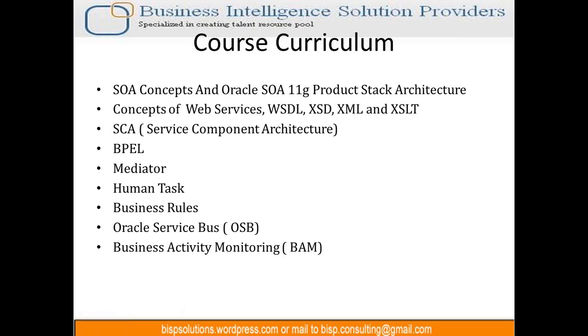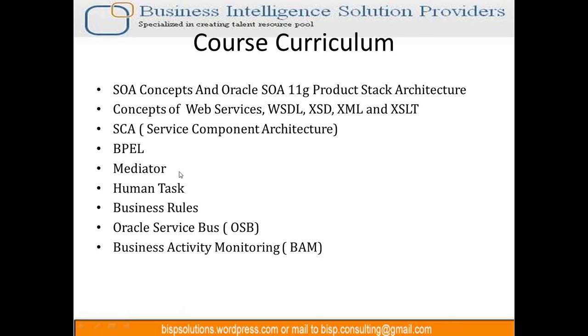Once it is done, we will talk about how Oracle as a vendor provides a suite of tools which helps us in implementing SOA. Then we will talk about the concept of web services, WSDL, XSDs, XMLs, and XSLTs. These are all the building blocks for learning SOA. We don't expect you to know all this. We will be teaching you all these concepts to the core, taking the part which is needed every day when you are dealing with SOA.